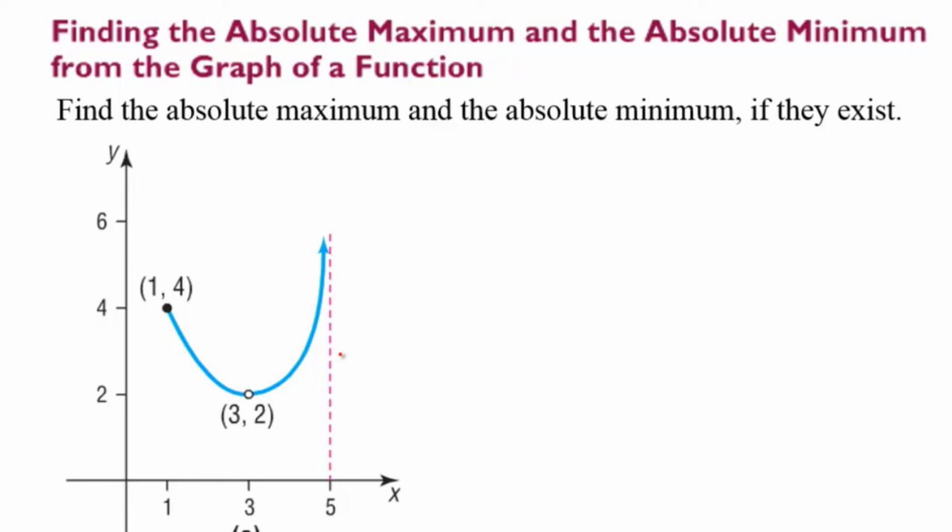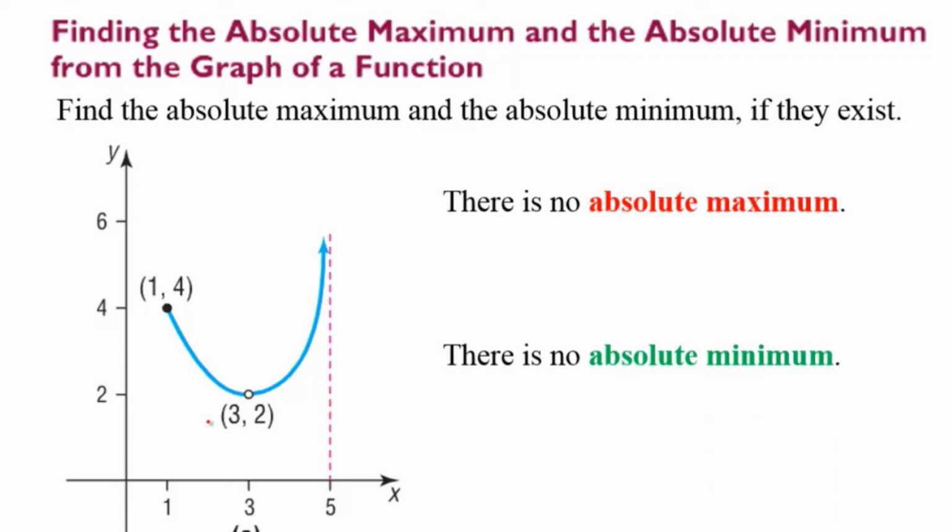Is there an absolute maximum? No. No absolute maximum because over the domain the graph keeps increasing as x gets closer to 5 from the left. Is there an absolute minimum? No, because of the hole in the graph at the point 3, 2, which is the low point on the graph. It's the same idea. I can get closer and closer to 2 while remaining larger than 2 and keep getting smaller and smaller values. So no absolute maximum, no absolute minimum is the bottom line here.